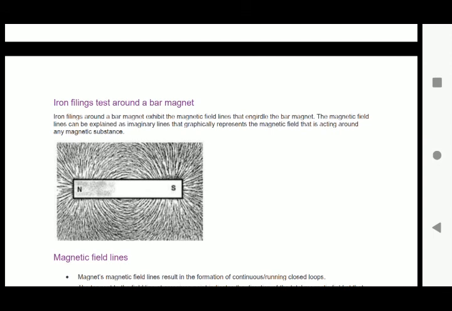Why does this happen? The magnet exerts its influence in the region surrounding it. The iron filings experience a force. So, the iron filings show the shape of magnetic field produced by a bar magnet by aligning themselves with the magnetic field lines.